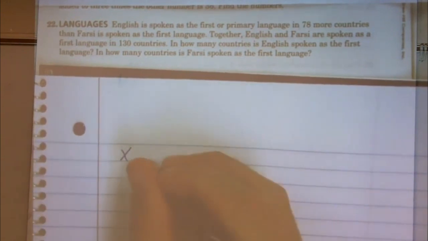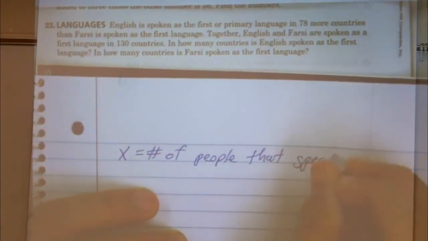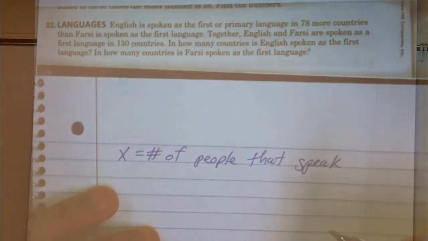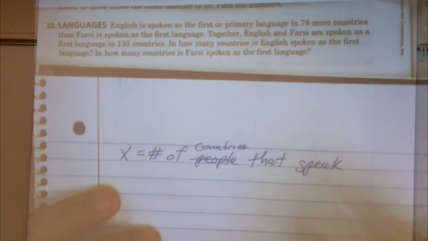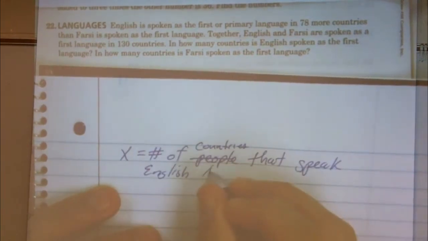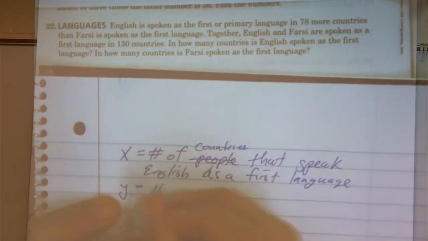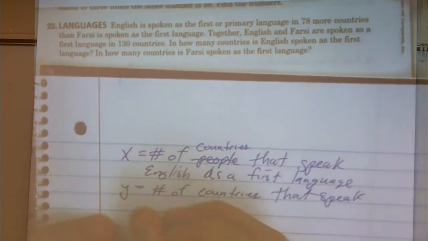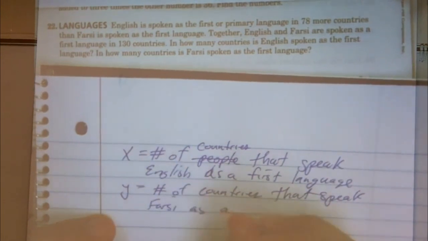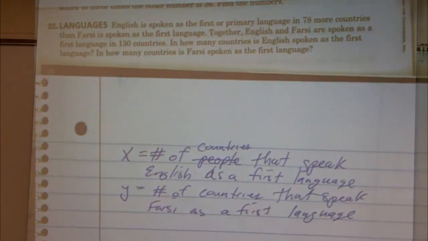So I can say x. What do you want x to represent? The number of countries that speak English as a first language. And then we'll have y equals the number of countries that speak Farsi. Okay, follow me? Are we cool with that? That's the hardest part.